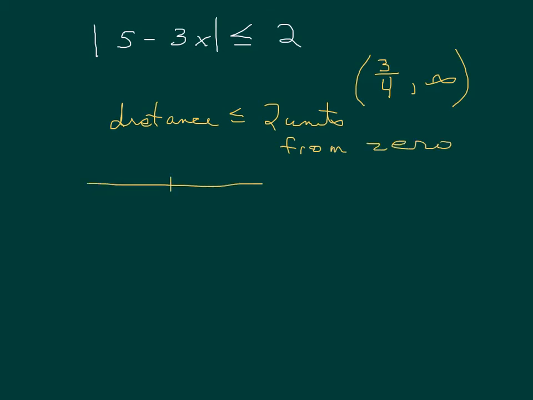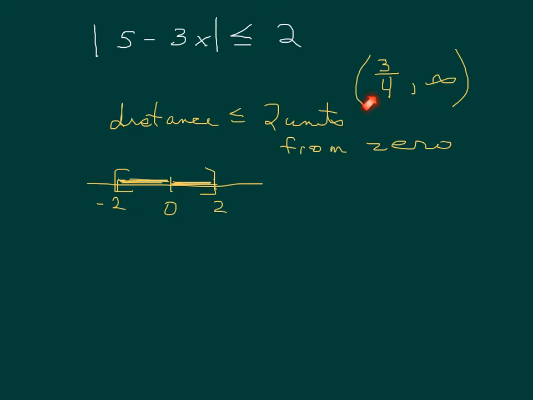So on a number line, here's 0, here's 2 units, but this is also 2 units in the negative direction, and so the distance will either be here or here, but it'll be less than or equal to 2, whatever that distance is. So your answer should look like this. It won't be exactly this. This distance is 5 minus 3x, and we don't know what x is yet, but it will look like this. So it could not have an infinity on it.